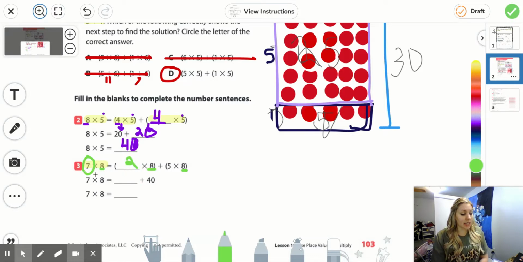So if I know that 7 equals 2 plus 5, they broke up that picture again. They had 7 rows and they said, well, I'm going to take these 5 here, and I'm going to put these 2 here because that'll make it easier for me, right? So now they got 40. Where did this 40 come from, Alejandra? Why did they write 40 here?